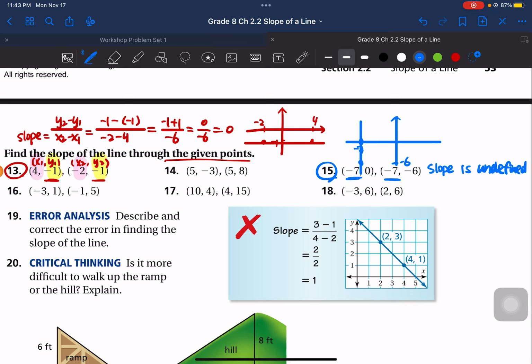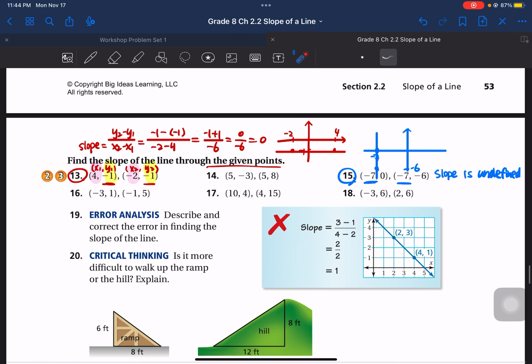So you can use either way. You can use y2 minus y1 over x2 minus x1. Or sometimes you can just observe whether they have the same x coordinate or the same y coordinate. And we can graph out the points to see whether they're on the same vertical line or the same horizontal line, so that you can identify the slope.